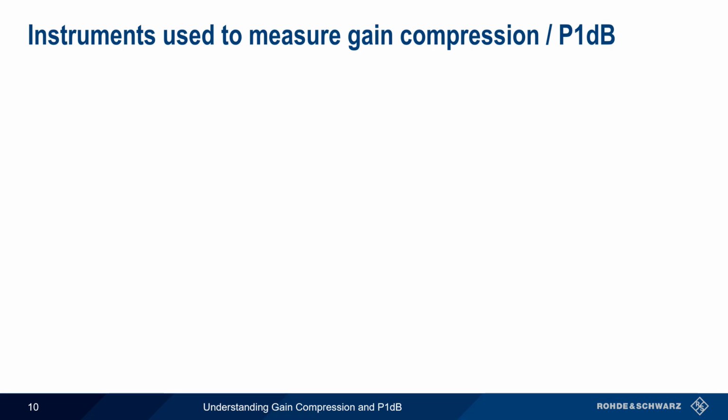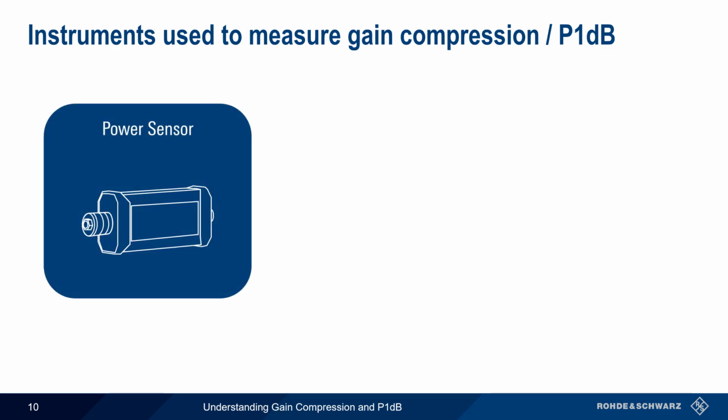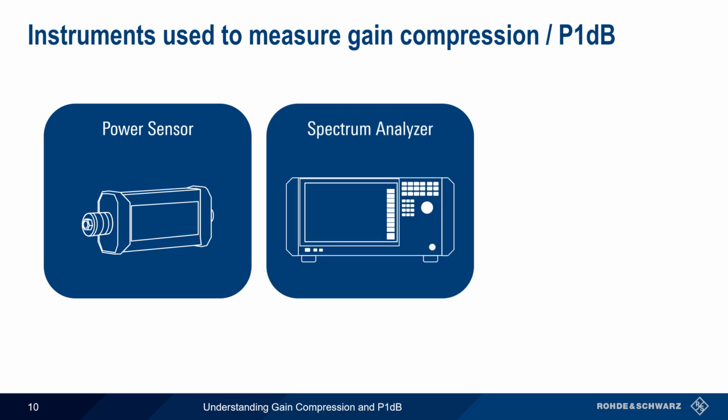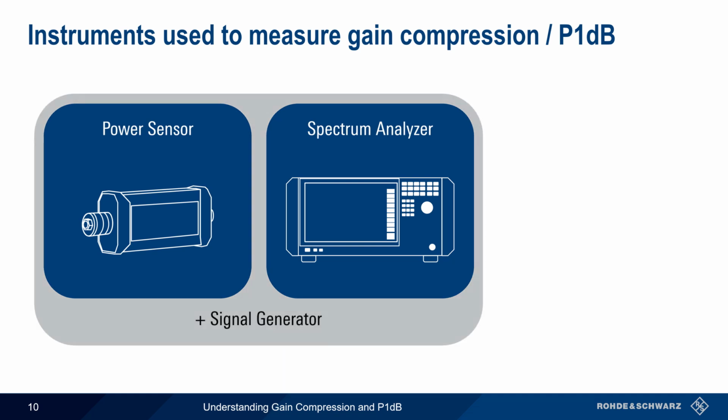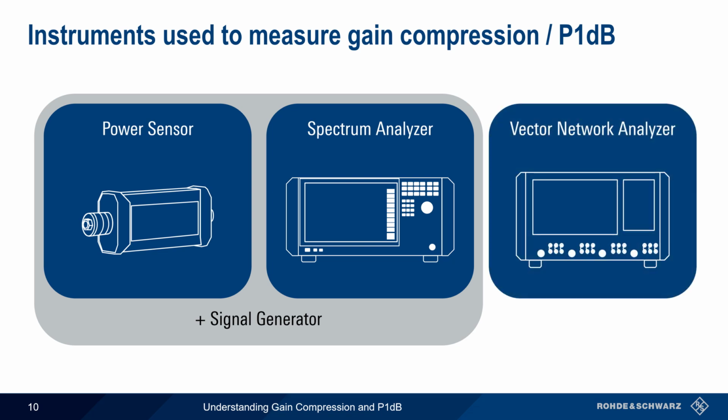With regards to measuring instruments, either RF power sensors or spectrum analyzers can be used to measure the output power of the device under test. But in both of these cases, a separate signal generator is needed to create the input signal. Another very common way to measure P1dB is using a vector network analyzer or VNA. Since a VNA can both generate and measure signals, no external signal generator is needed. In the remainder of this presentation, we'll briefly explain how each of these instruments can be used to measure P1dB.